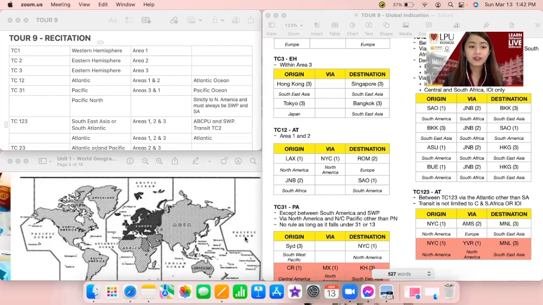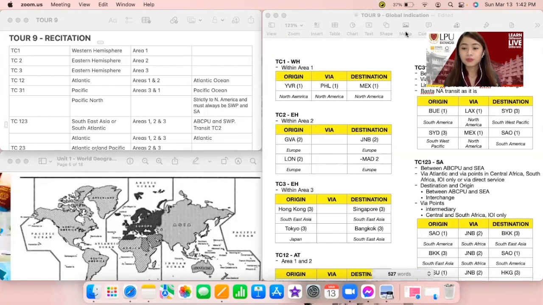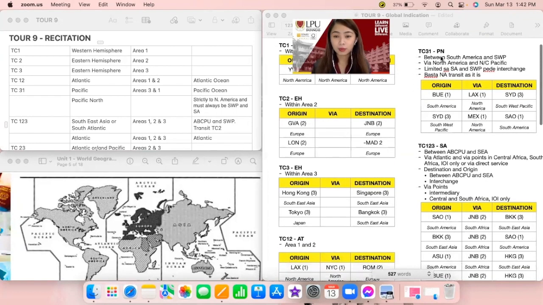Okay? And then for TC3 and 1 or 1 and 3, Pacific North, here we have a strict rule. The transit point should always be North America. For example, here, TC3 and 1, let me just move my camera or myself so that you can have a view of this example. Okay, South America, North America in transit or its middle, then Southwest Pacific. Again, for origin and destination in Pacific North, it needs to be strictly Southwest Pacific or South America only.